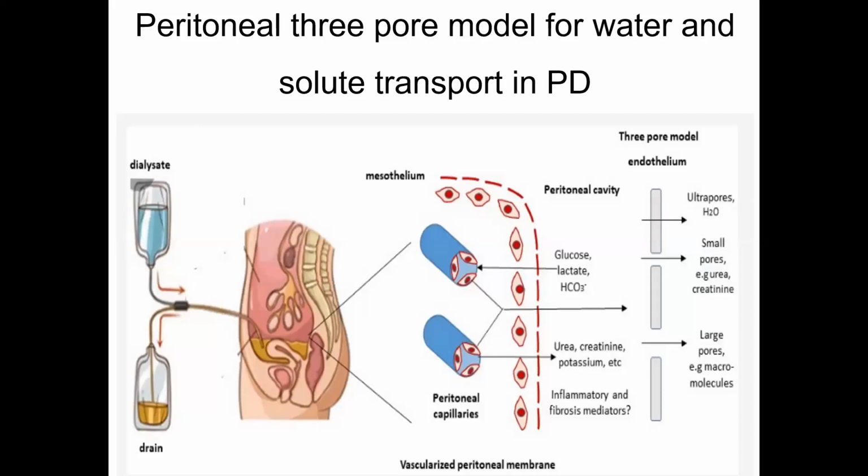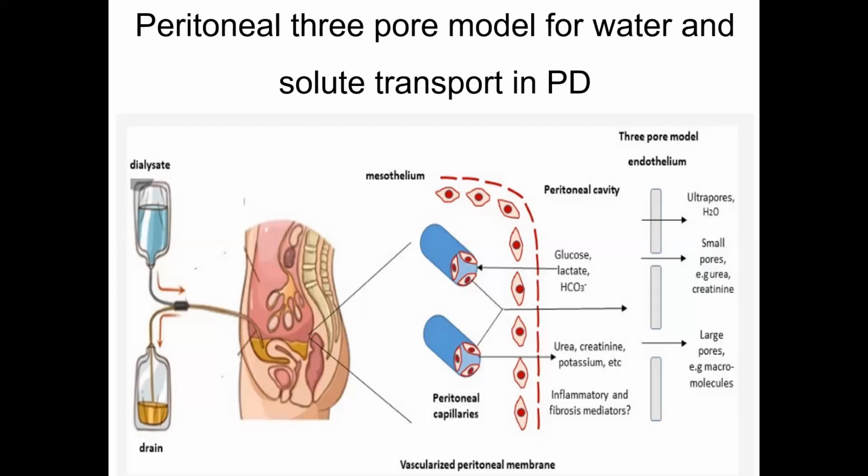This slide shows the peritoneal dialysis mechanism in which solute transport occurs. The peritoneal membrane consists of peritoneal capillaries. In the peritoneal capillary endothelium, there are mainly three types of pores. Ultra pores are the smallest pores, which have a size less than 4 angstrom, and about 40% of water transport occurs through these pores.